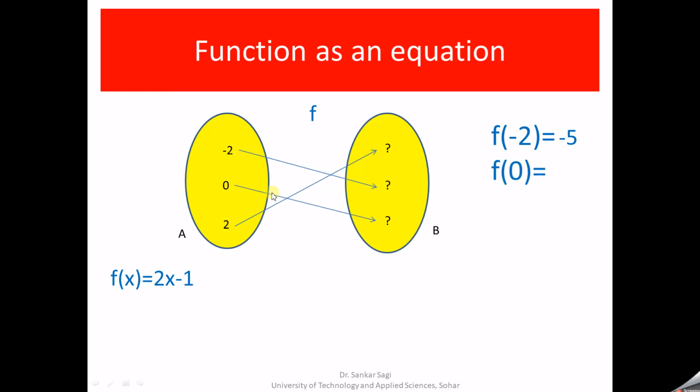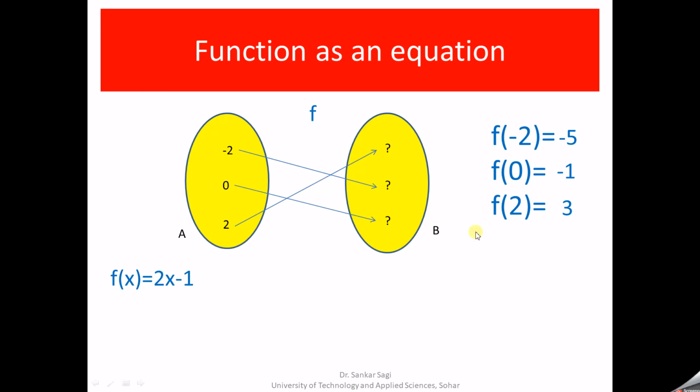Next, f of 0. The element 0 is mapped to... So let us put x is equal to 0 here. So 2 times 0 is 0, 0 minus 1 is -1. So f of 0 is -1, which tells that 0 is mapped to the element -1. And next, the image of 2. So let us put x is equal to 2 here. So f of 2 will be equal to 3, because 2 twos are 4 and 4 minus 1 is 3. So the image of 2 is equal to 3.